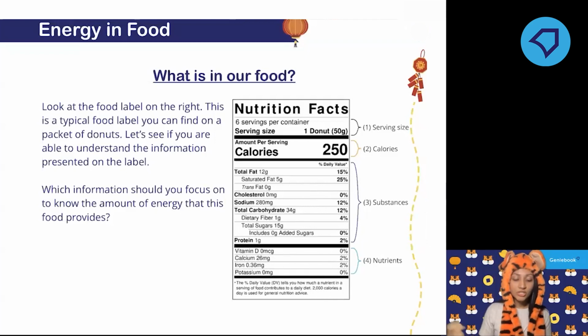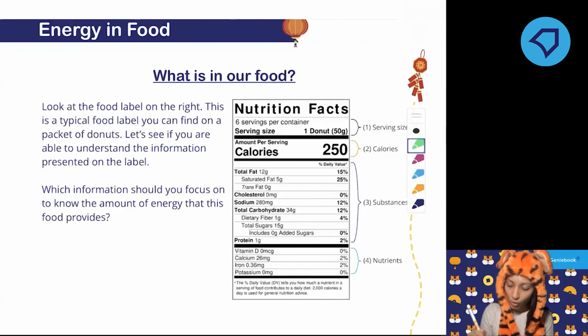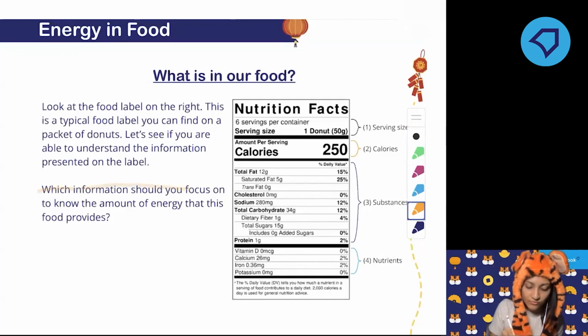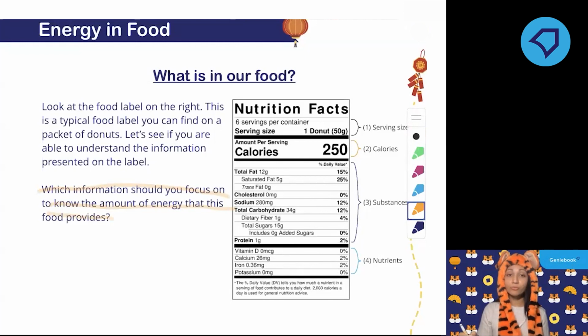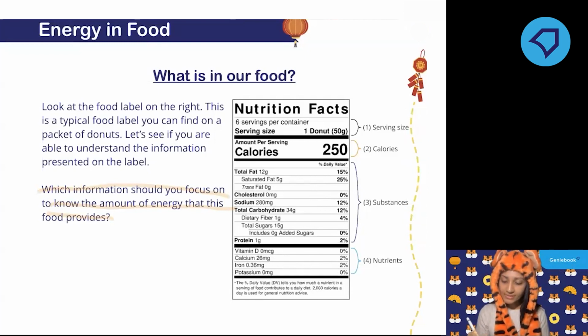So now the question is this. Which information should you focus on to know the amount of energy that this food provides? So when you look at the food labels, how do you know how much energy you get? Is it from number 1, serving size, or number 2, calories? Number 3, the substances? Or number 4, nutrients? So you have to choose out of these 4 options.